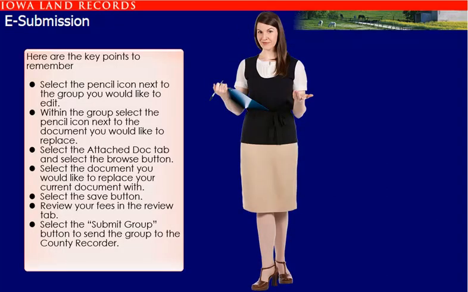Here are some key points to remember. Select the pencil icon next to the group you would like to edit. In the group, select the pencil icon next to the document you would like to replace. Browse for and select the document you would like to replace the current document with. Go to the Review tab and select the Resubmit Radio button and then select Submit. Repeat this process for each of the documents in the group. Return to the Group tab and select the Submit Group button to resubmit the group to the county recorder.